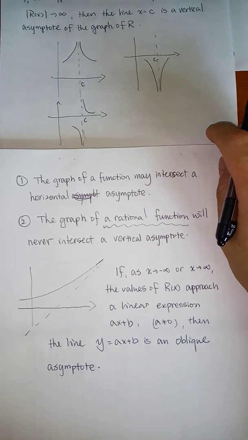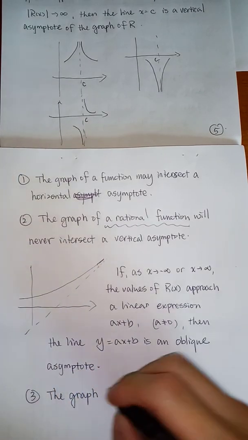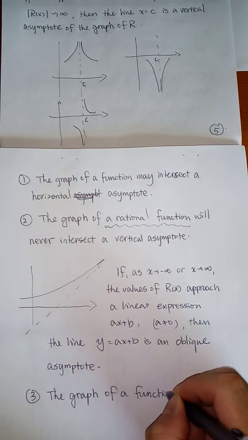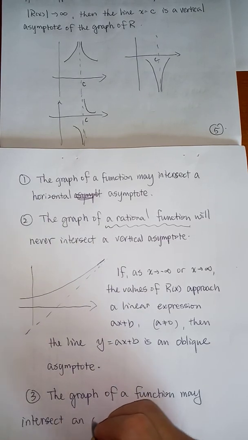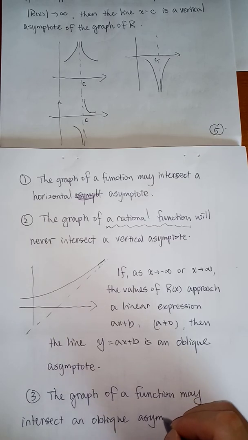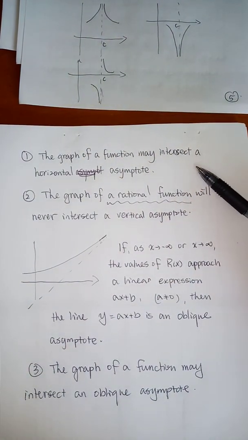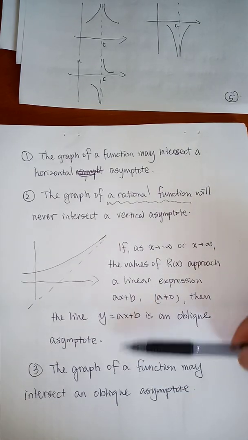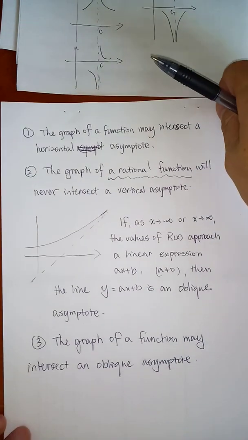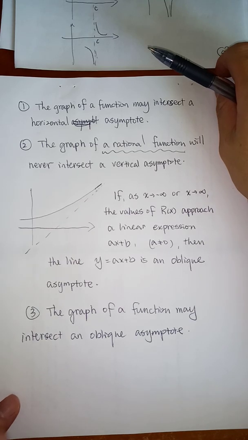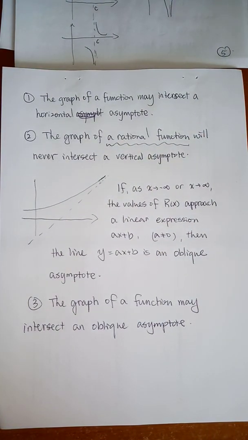And because it's not vertical, only the vertical asymptote cannot be touched. Because it's not vertical, the graph of a function may intersect an oblique asymptote. So an oblique asymptote can be touched. You see here, horizontal asymptote, slope is 0. Oblique asymptote, slope is a. So whenever you have slope, that asymptote can be touched. Vertical asymptote has no slope. You cannot touch it. Okay, that's a way to memorize it. Whenever the asymptote has slope, it is possible to intersect. When the asymptote has no slope, the vertical one, you cannot touch that vertical asymptote.